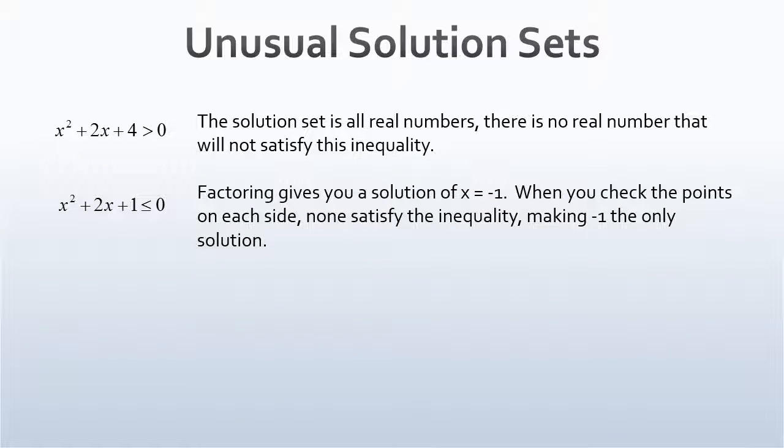Okay, this one, well, when you factor, you get a solution set of x equals -1. And when you check the points on each side, well, none of them satisfy the inequality, which means that -1 is the only solution. So instead of a range of values, which is what we usually have, we actually only have one value where this works.